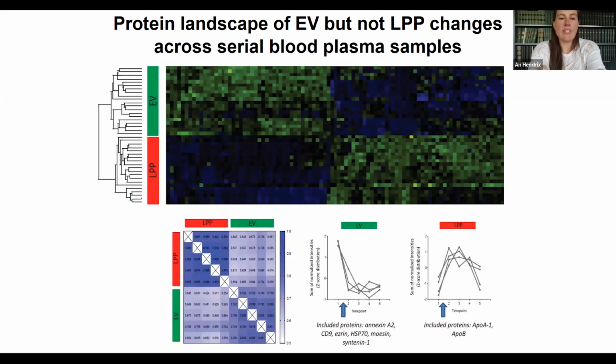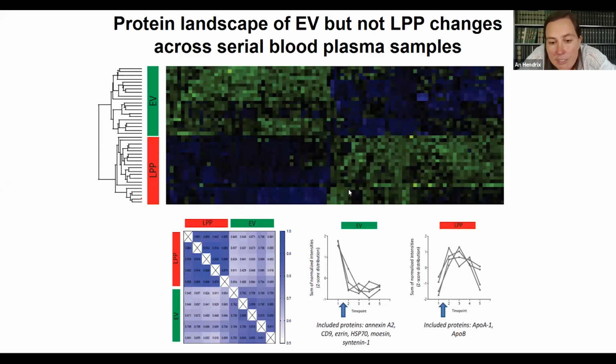But if we again take a look at a correlation matrix of those patients over the different serial blood samples, we observe that the correlation within the LPP extracts is high over the different time points during the patient treatment, indicating that there is no big protein variation over the different time points for this patient. By contrast, if we take a look at the extracellular vesicle extracts, we observe that the correlation between the different time points in the protein composition is much lower.